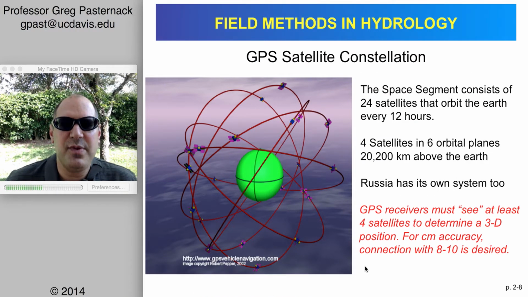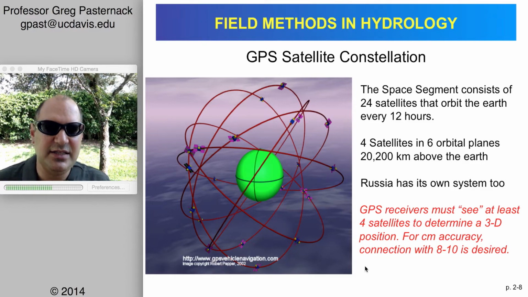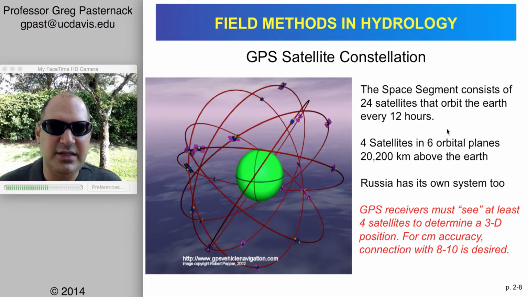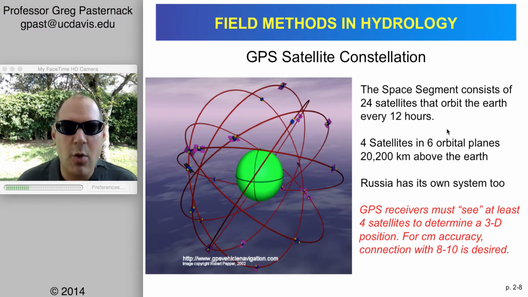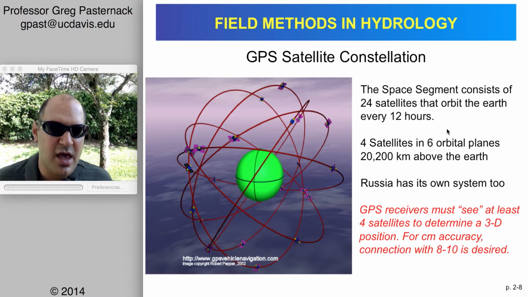So in the United States, we have what's called the GPS Satellite Constellation. It's a group of 24 satellites that orbit the Earth every 12 hours. 4 satellites are kept in 6 orbital planes. And independent of this American system, Russia has its own system called GLONASS. Modern devices are capable of receiving the signals from both the United States and Russian satellite constellations, at least for now. That's the best quality you can get, is to use both.